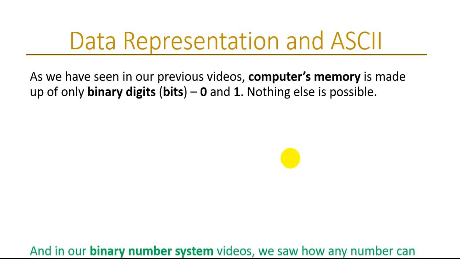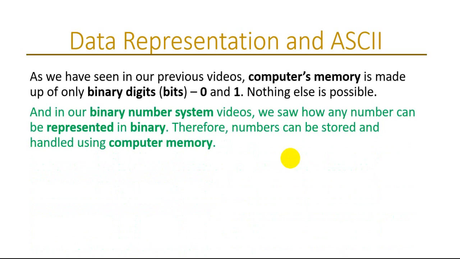Only either a zero or one, only two states. And in our binary number system videos, we saw that any decimal number, any of our normal numbers, can be represented using binary. So that means in the computer's memory, which is in the form of binary, we can store any number, because you can take the decimal number, convert it to binary, and store it. So the computer will be able to handle numbers. Numbers are not an issue since it's working with binary. The base memory is all zeros and ones, and binary can represent any number. So number handling is not an issue.